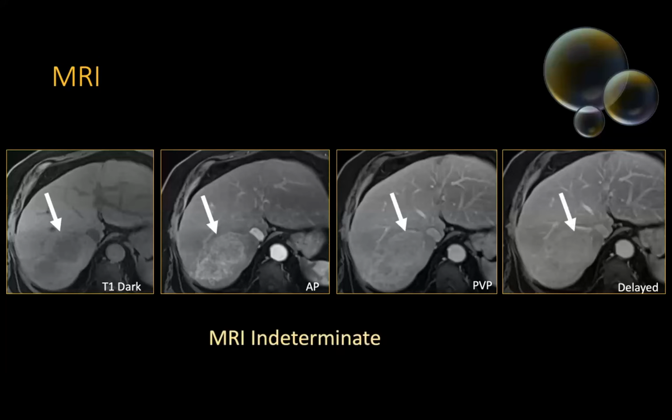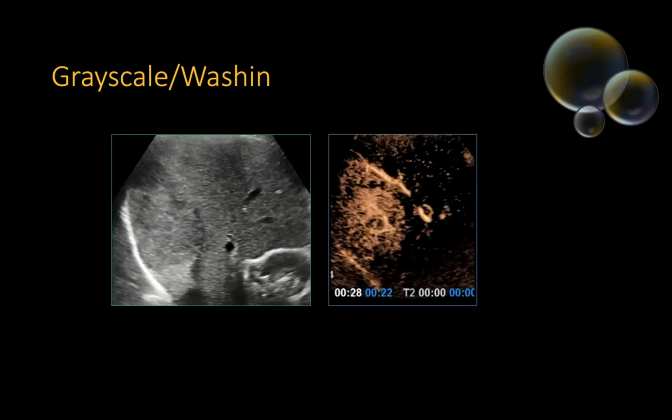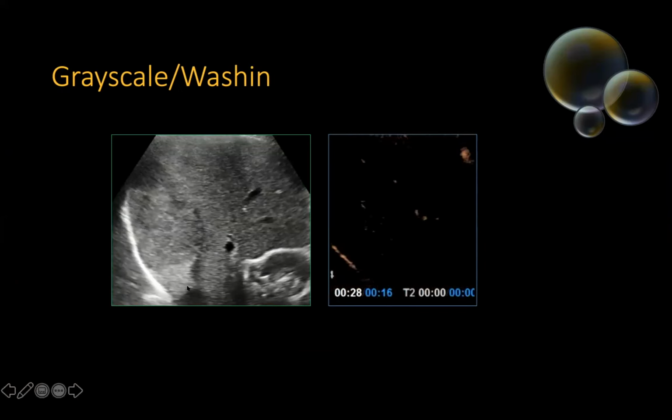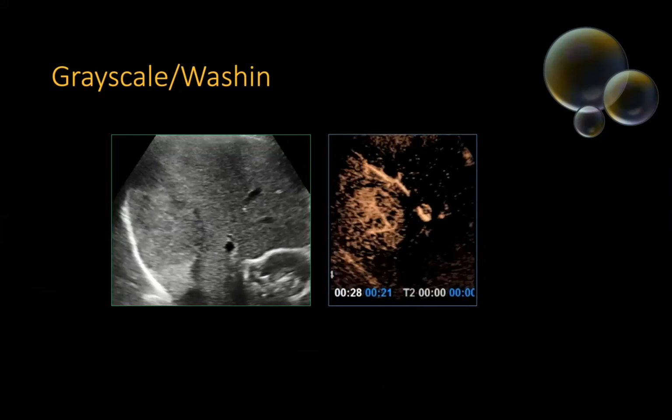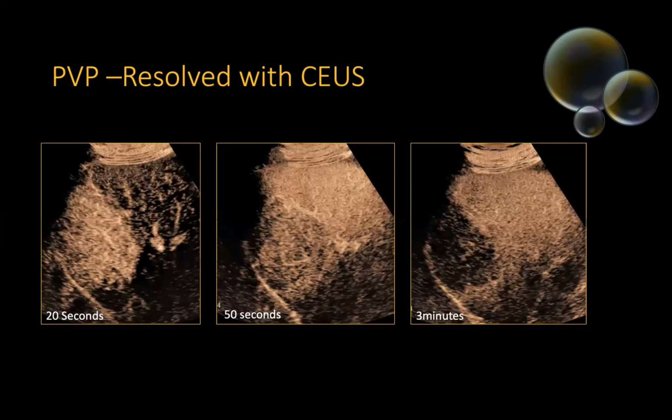And so this is a difficult interpretation, MRI indeterminate. So let's look at this on ultrasound. So on the grayscale ultrasound, we can see that there's an echogenic mass in the liver. Obviously, this mass is a big mass and it is hyperenhancing in the arterial phase. And so when we look at our still images, we see that the mass at 20 seconds, the liver has not even completely enhanced, but the mass is hyperenhancing.